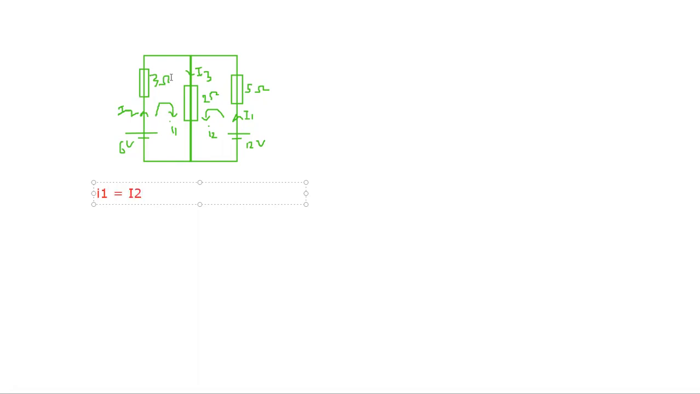Now come here for small i2. Small i2 is the same as capital I1, so small i2 is equal to capital I1. And capital I3 is the summation of these two loop currents, small i1 and small i2, since they are in the same direction as I3. So capital I3 is small i1 plus small i2.